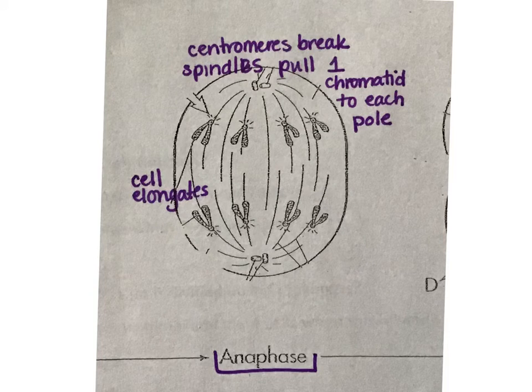Okay, so you can see where I've added now. The cell is elongating, the centromere breaks, and the spindles pull one chromatid to each pole. So anaphase is elongation of the cell and the splitting of the centromere to get the correct chromosome number to each pole.